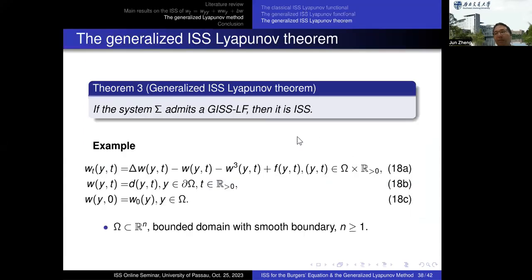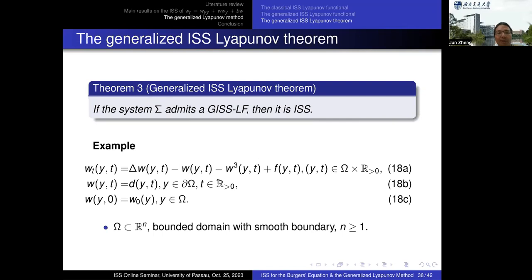It's not difficult to verify that if the control system admits a generalized ISS Lyapunov functional, then it must be ISS. The details can be found in two of our papers, and I will not present the details here. In fact, it can be proved in a standard way.